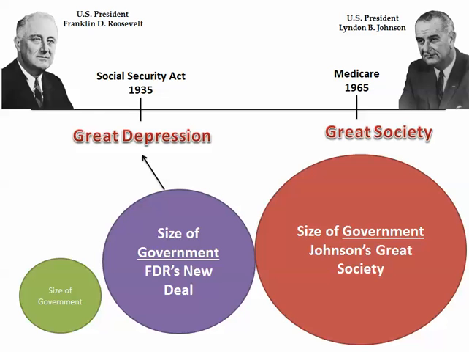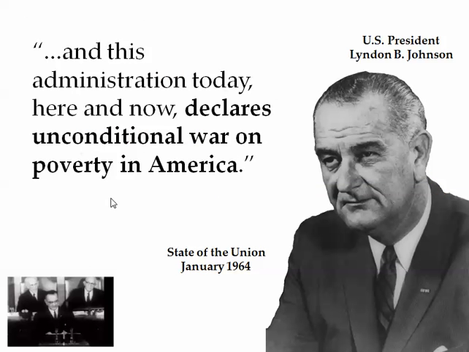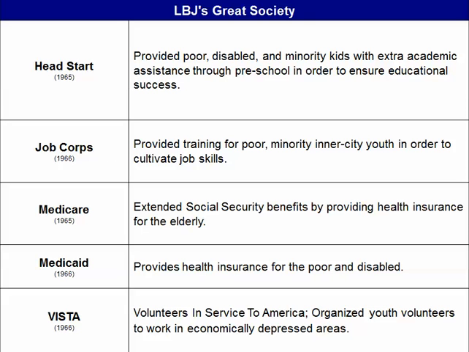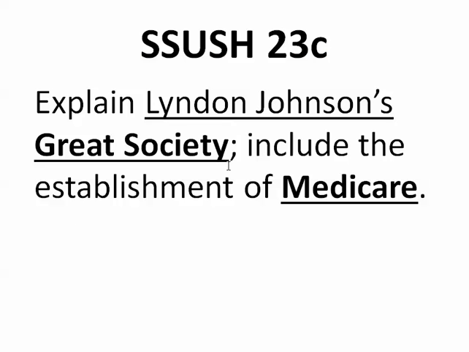And it is Johnson that declared war on poverty in America, and Medicare was part of that. So this declaration of war on poverty is very much part of the Great Society program, as well as other programs. But I think with that we've met our objective. Explain Lyndon Johnson's Great Society program, include the establishment of Medicare. Ask questions in class, rewatch the video. Good luck on the quiz, test, EOCT.